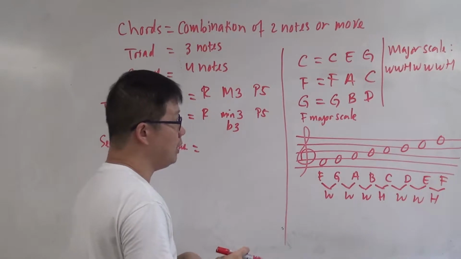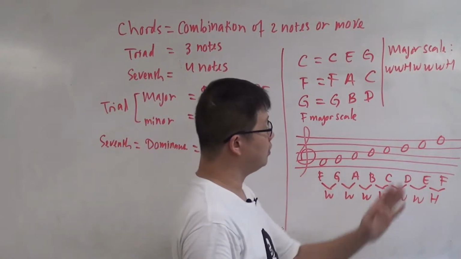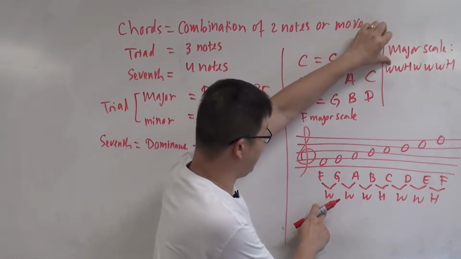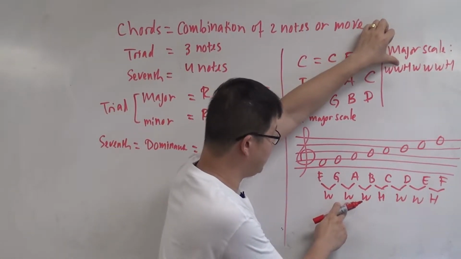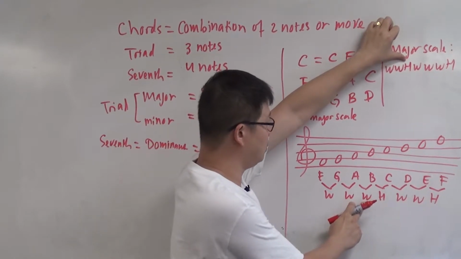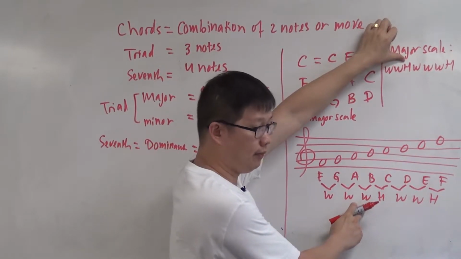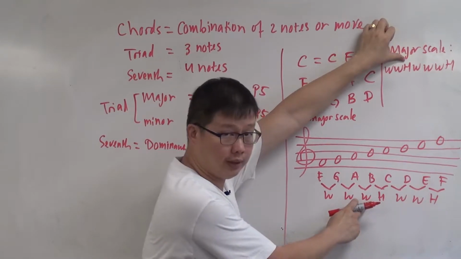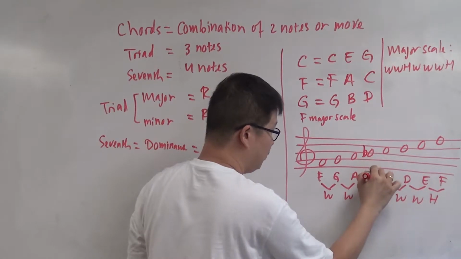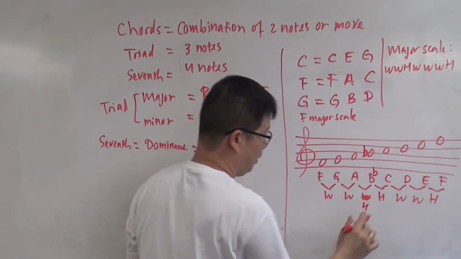Now the next step is we need to check whether this is correct or not based on the formula of major scale. Now this is whole, it's the same. This is whole, it's the same. This is whole, this is half. So what should we do to make this whole becomes half? We need to flat it, right? So we're gonna flat this one. We flat this one, it becomes half.